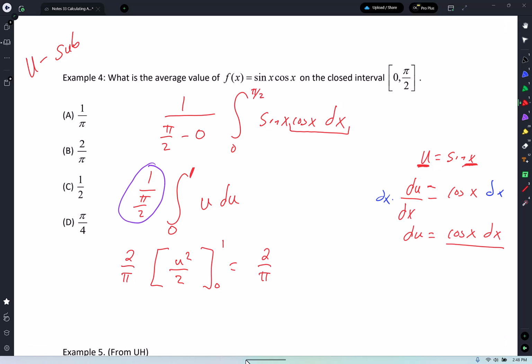So if I plug in a 1, what's 1 squared? 1, and then I'm dividing by 2, so this is going to be times 1/2. Do you guys see what I did? And then the 2's cancel out. And then your answer is just simply 1 over pi.